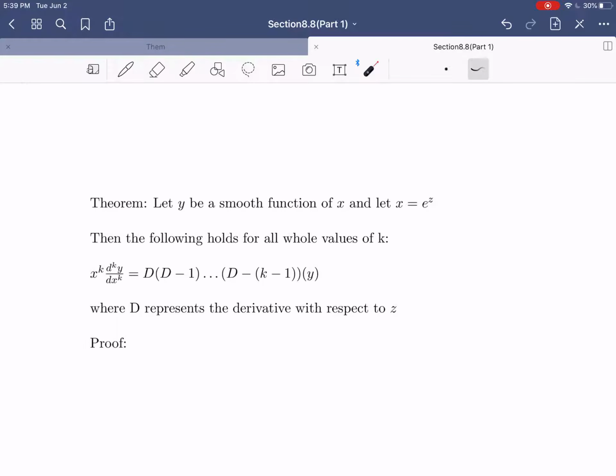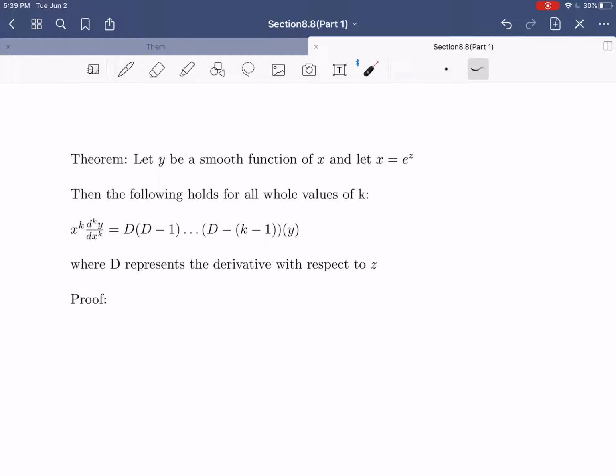So for this theorem, we're going to let y be a smooth function of x. What a smooth function basically means is that it has enough derivatives so that all the derivatives in this theorem actually make sense and are well defined. You can just think of smooth as a slightly lesser condition than being infinitely differentiable. We're just saying it has enough derivatives to do whatever we'd like it to do.